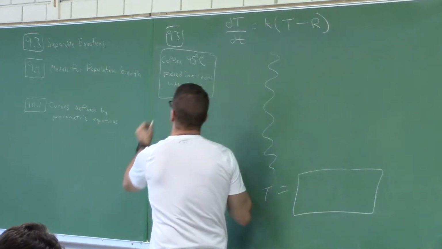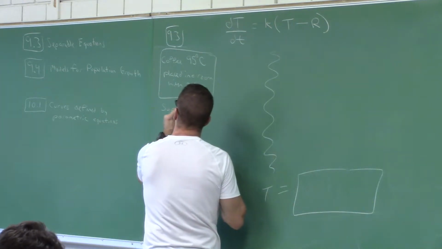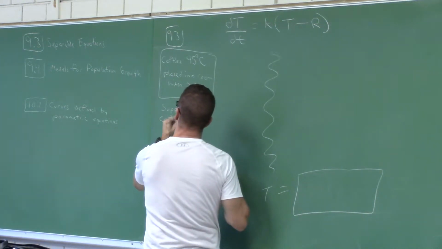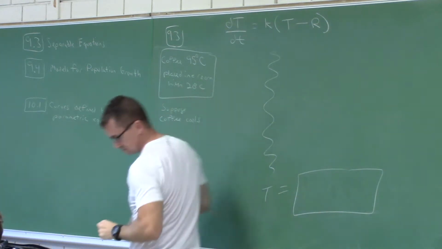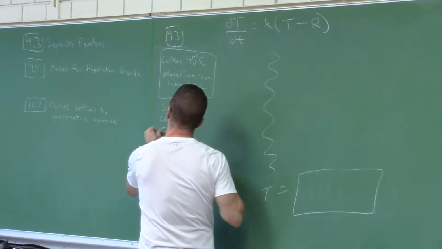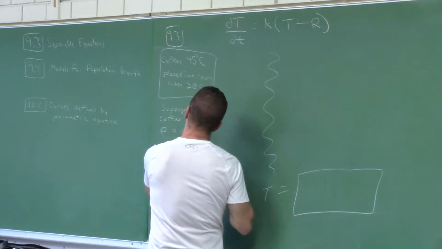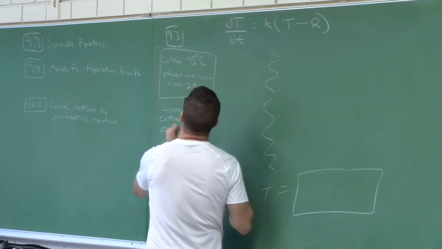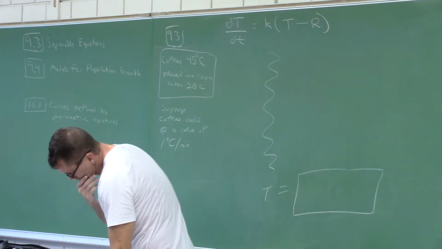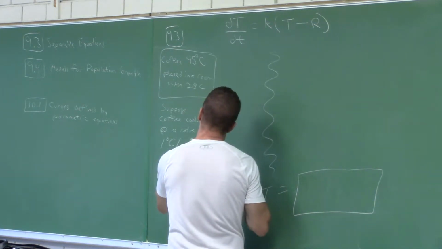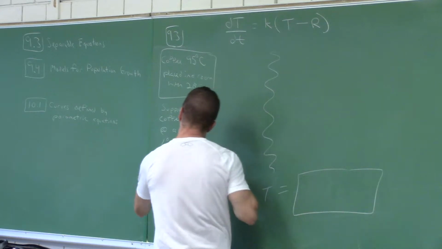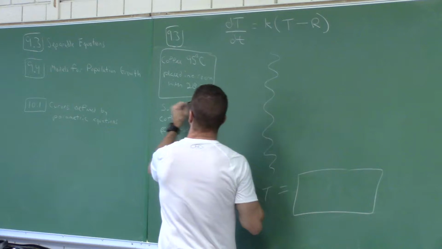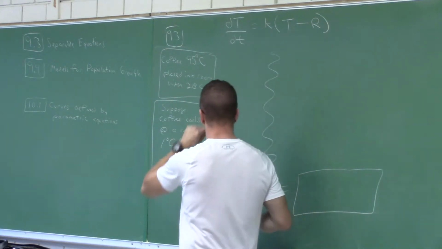So I'm just going to write that down. Suppose the coffee cools at a rate of 1 degree Celsius per minute when the temperature of that coffee is 70 degrees Celsius. All right.